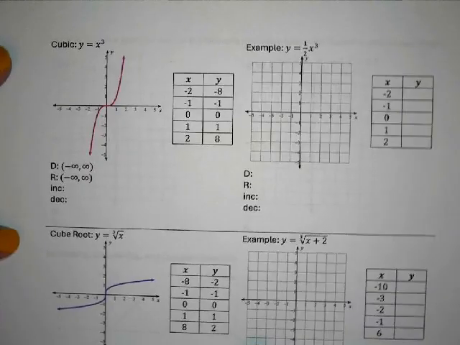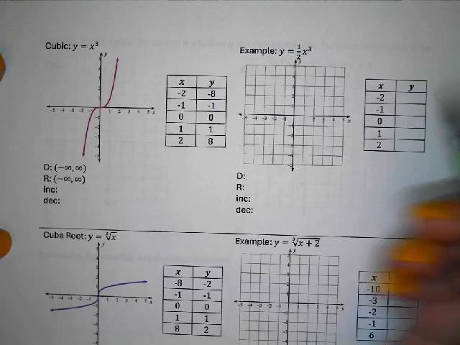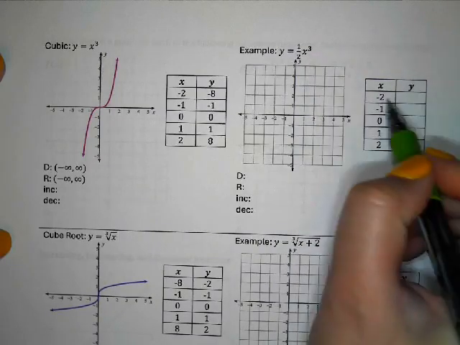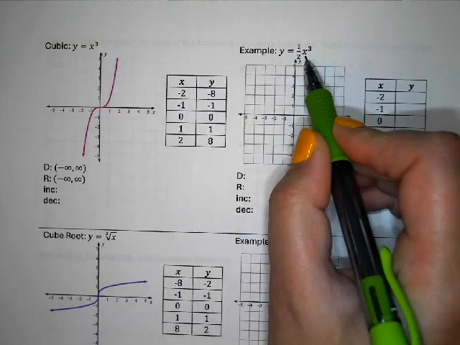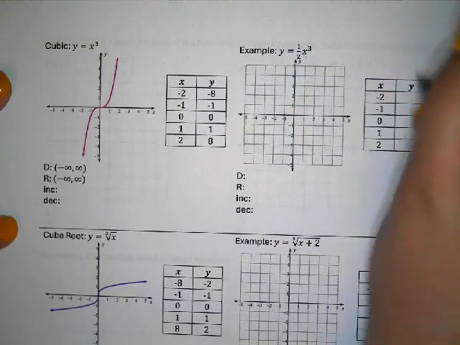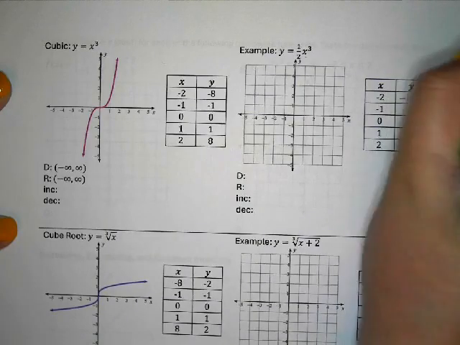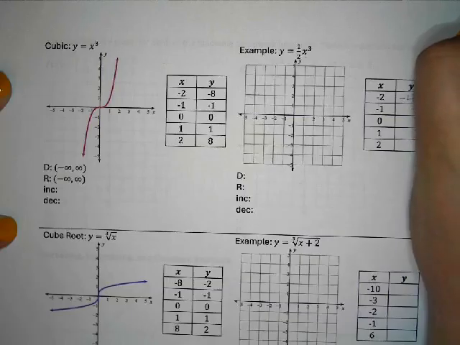All right, next we have cubic graphs. We're taking the x-coordinate and cubing it. So this is saying take the x-coordinate, cube it. So -2 times -2 times -2 is -8, and then cut it in half. So that'd be -4. -1 cubed is -1. Cut it in half, we get -1/2.